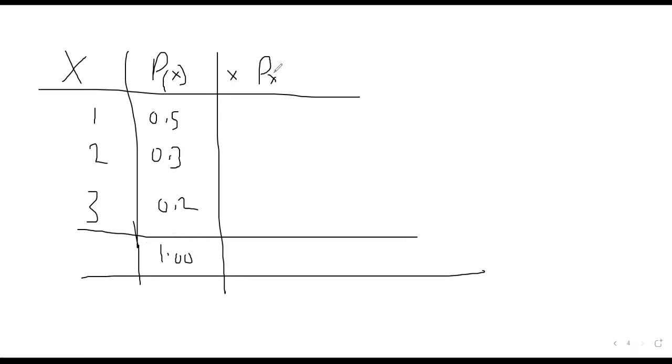And then we get the mean. You need to multiply this by that. What are we getting? 1 times 0.5, 0.5. 2 times 0.3, 0.6. 3 times 0.2, 0.6. And when you add them up, what do we get? 1.7. That is what we call the mean, the mu.